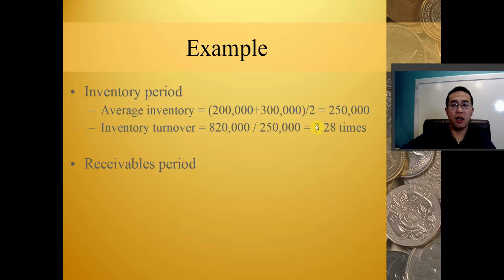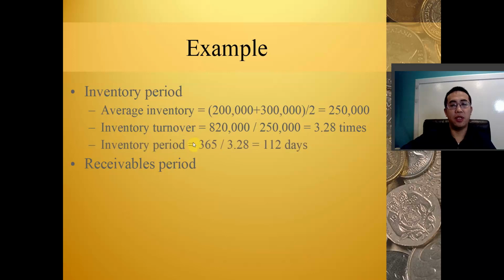And this 3.828 is the inventory turnover. That basically tells you that during the whole year, on average, the inventory you hold in your warehouse is replaced by the cost of goods sold 3.28 times.